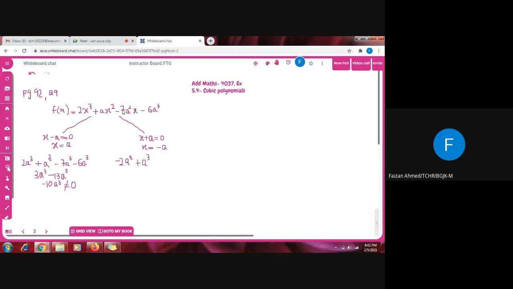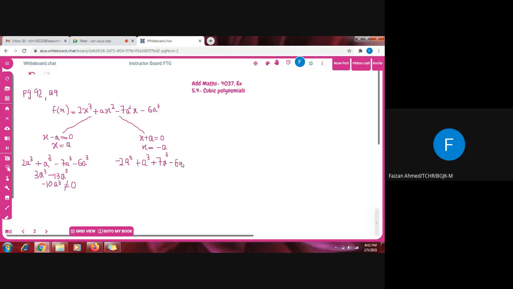And then again minus 7a square x. When I will put minus a in the place of x, so minus minus will become positive. So this will again be 7a cube. And the last term is minus 6a cube. So I will write it as it is.